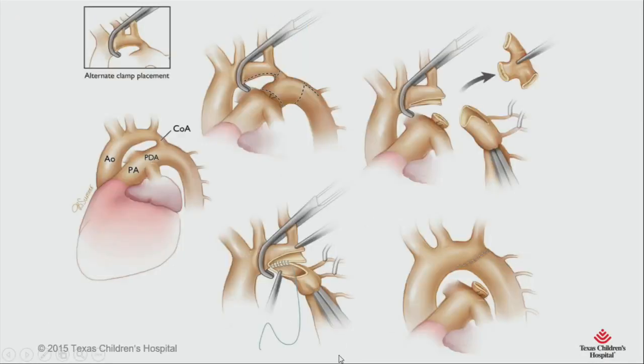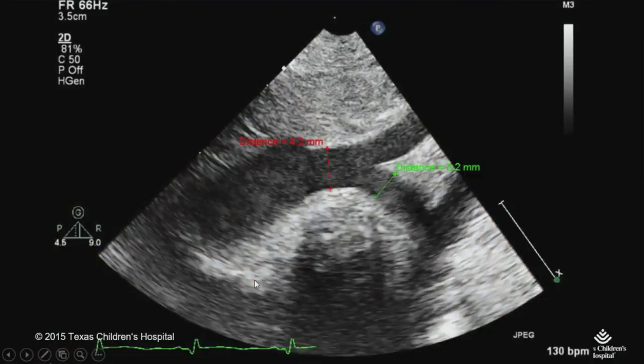And the standard of care is an extended end-to-end anastomosis. So you put a clamp on the proximal aorta, you take all the ductal tissue out, you make an incision distally, an incision proximally, and then you basically slide both the descending aorta and the aortic arch to create a wide open anastomosis.